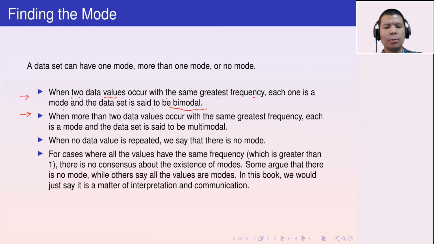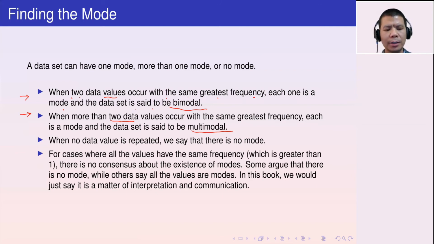Now second, when more than two data values occur with the same greatest frequency, then each is a mode, and the data set is said to be multimodal. Okay, so this is multimodal.